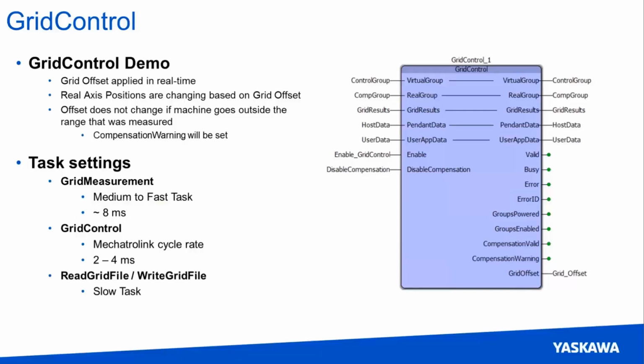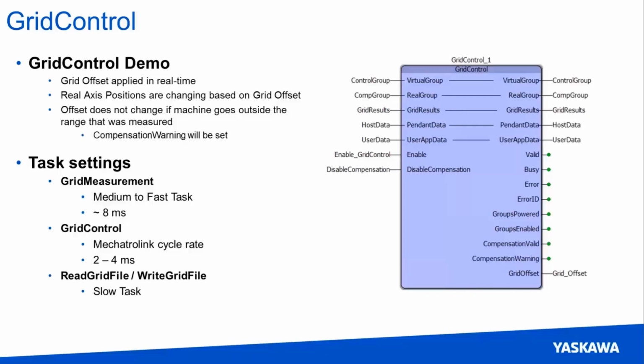Something to note, very important also, is the task settings that you have for these function blocks. Grid measurement doesn't need to be at a Mechatronic cycle rate. It can be at a medium or fast task. I'd recommend between 8 and 20 milliseconds. Grid control does need to be run at a Mechatronic cycle rate because of the Y group direct control living inside of it. You want those positions to be updating as fast as possible for your real axes to not lag or have any latency behind the virtual position.